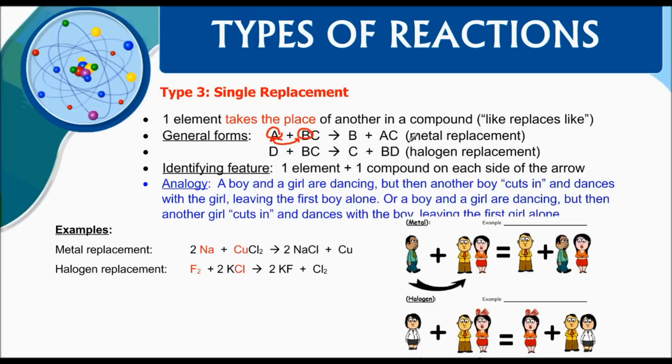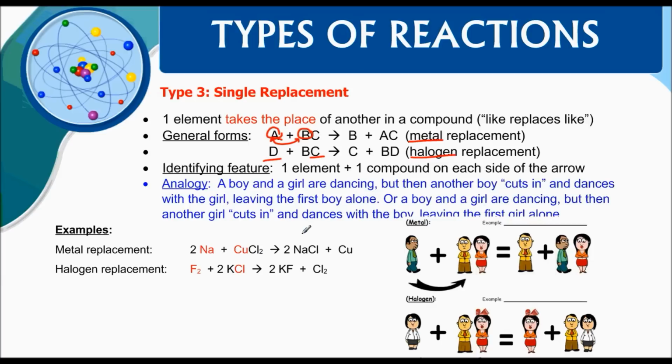Okay, and this would be an example of metal replacement. That's why it's like replaces like. So two metals can switch places, or like in the next example, two non-metals or halogens, to be more specific, can switch places. The identifying feature for this one is one element in a compound on each side of the arrow. So our analogy is a boy and a girl are dancing, but then another boy cuts in and dances with the girl, leaving the first boy alone.